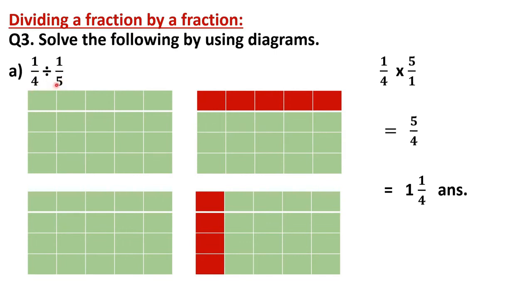Okay, so 4 and 5. So we are getting 4 into 5. So let us draw the figure for this. So 4 rows will be there and 5 columns will be there. So we will be taking both for each of the fraction. Okay, 4 rows and 5 columns.